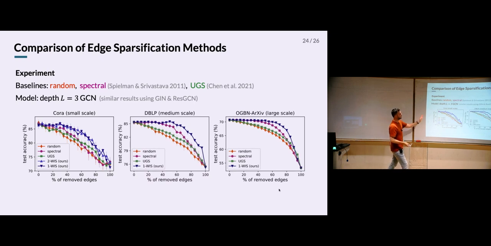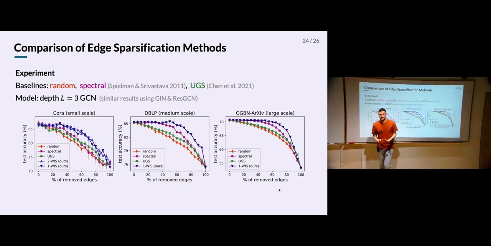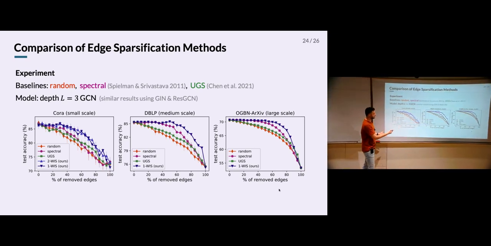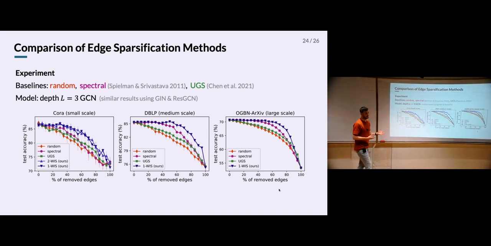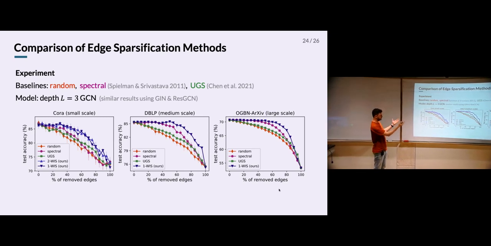And now we're going to go to larger scale graphs. These are still the same type. These are citation networks. But for example, the arXiv dataset already has more than 1 million edges. And here we see the same trends, where now we only evaluate one WS because running two WS can be quite expensive over these large graphs. But we see that it works very well.